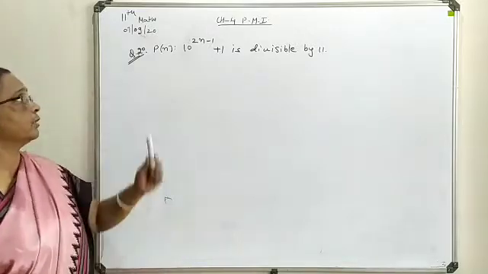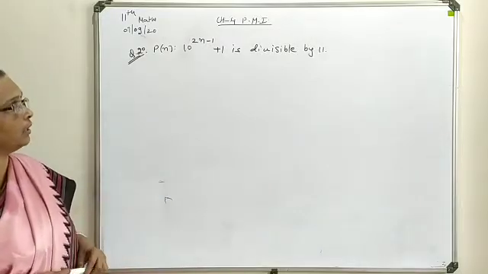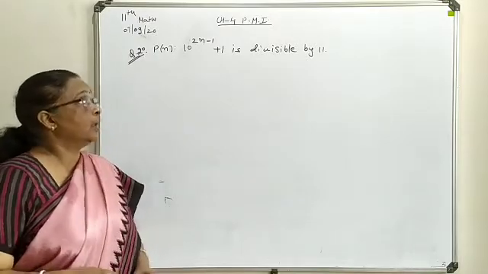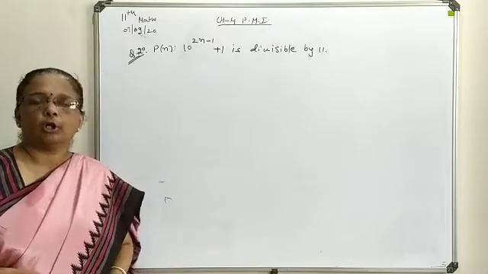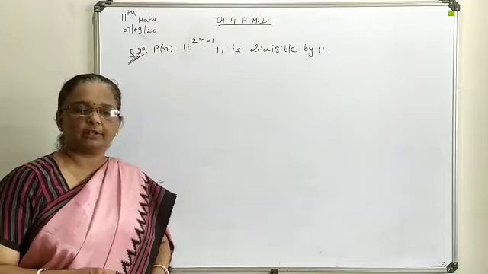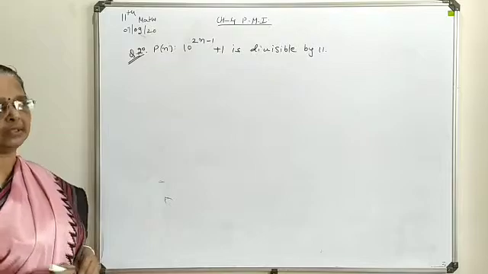Let's start with question number 20, in which the statement is 10 raised to power 2n minus 1 plus 1 is divisible by 11. It is to be checked for all the possible values of n taken from the natural number set. So let's start with the basic steps.